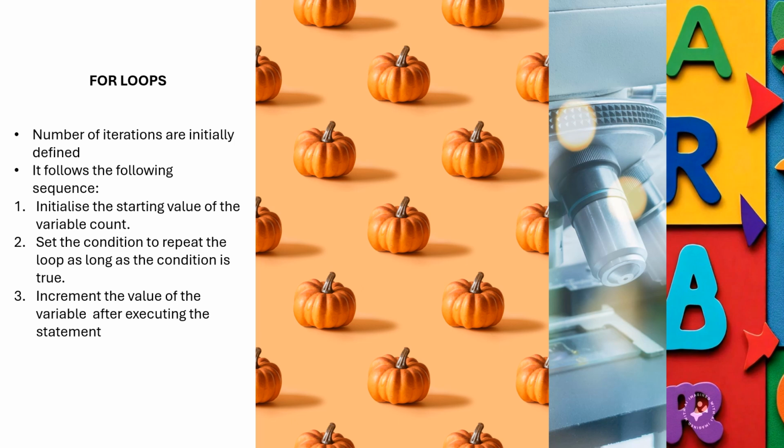It follows the following sequence. Step 1, initializing the starting value of the variable count. Step 2, set the condition to repeat the loop as long as the condition is true. That means set the number of times that variable count would be incremented, or would reach its final value. And step 3 is to increment the value of the variable after executing the statement.